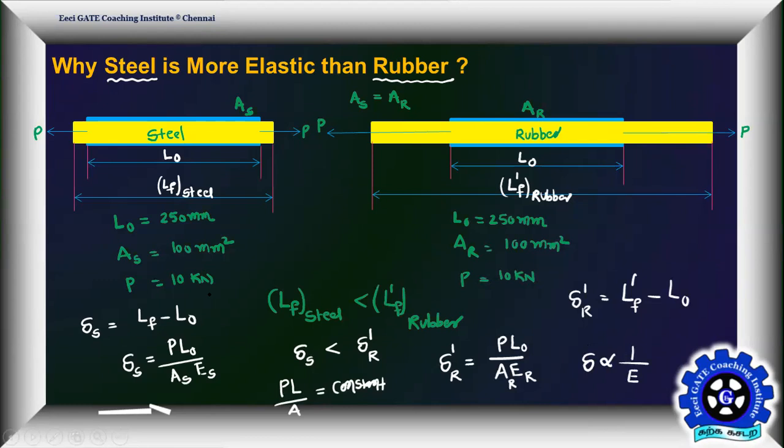So from these calculations, can I proudly say elastic modulus of the steel will be greater than elastic modulus of the rubber? Is it correct or not? Correct or not? Anyone having a doubt in this? Anyone having doubt here? Please respond.